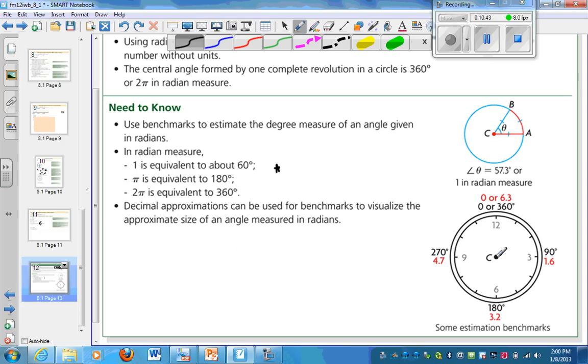Decimal approximations can be used for benchmarks for approximate size. So we can look and say, here's some estimations. So 0 degrees could be 0. 90 is about 1.6. 180 is 3.2. 270 is 4.7. This also might be valuable to memorize or internalize to help you with your estimations.